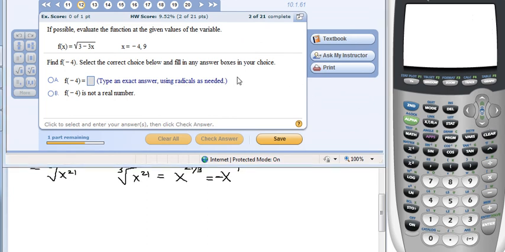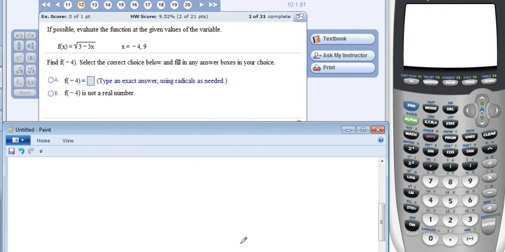If possible, evaluate the function at the given values of the variable. Okay. Well, what we're doing is we are evaluating the function at a value, which we've done, right? So if we have our function, we have 3 minus 3x, and we want to evaluate x is negative 4, so we want to evaluate f of negative 4. Then what I would do is I'd replace wherever I see an x, I put a negative 4.